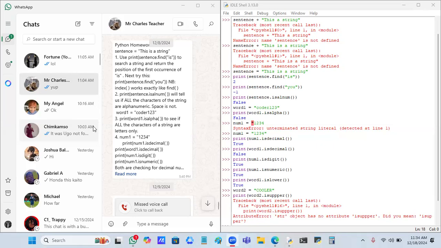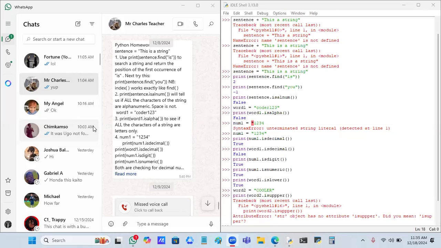Now, if you look at sentence, does sentence contain any number? No. Okay. So it's false. So that's the reason. That's why it shows us false there. Do you get it now? Yes.